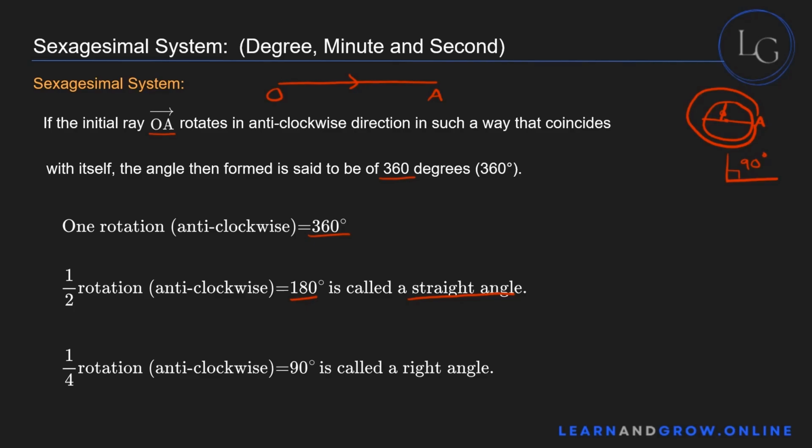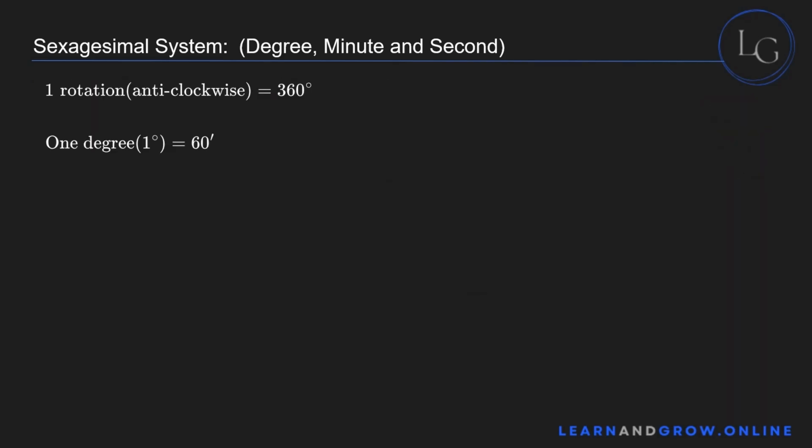Now, one rotation in the anti-clockwise direction is 360 degrees. 1 degree is equal to 60 minutes. So a simple 1 degree turn can further be divided into 60 segments of 1 minute each, and 1 minute can further be divided into 60 seconds, just like in a clock. Basically, it's just further and further divisions to make things simpler.